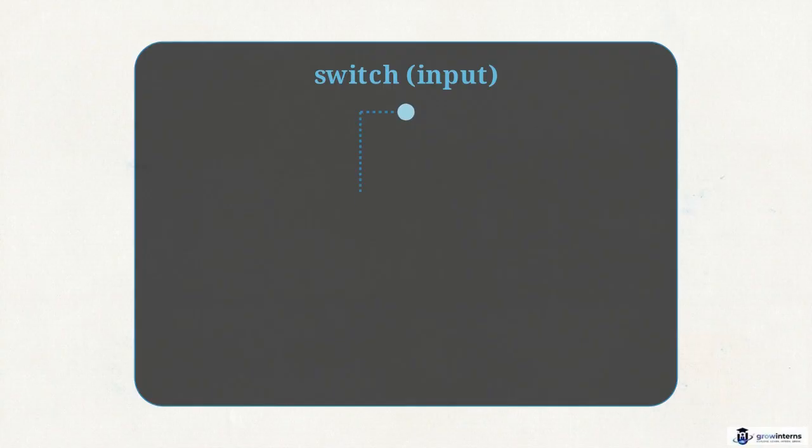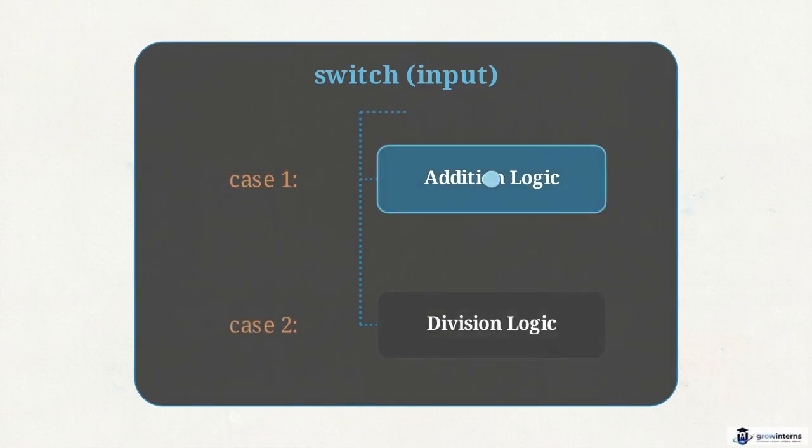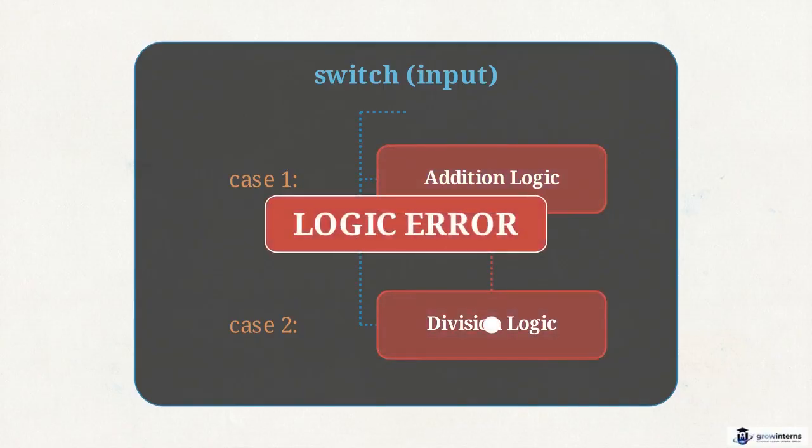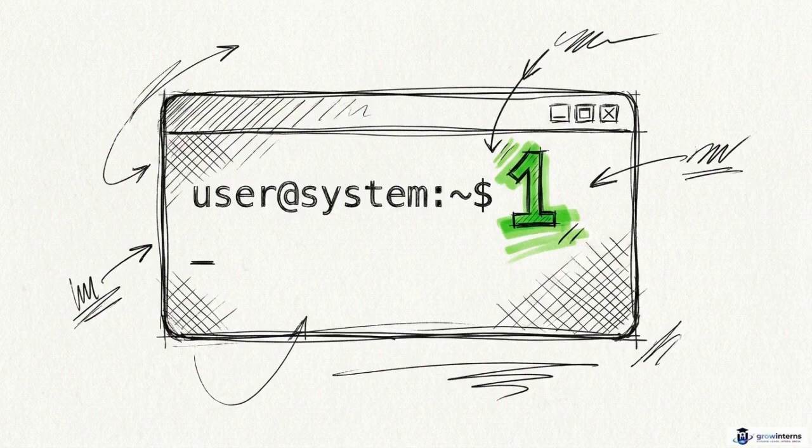Now that we have the user's input, we need to route it. The switch statement acts as a dispatcher, intercepting the input and directing it down a specific path. We configure these by typing case 1 for addition logic and case 2 for division. At the end of every case block, you must append a break command. If you omit that break, the program experiences fall through. It will execute the addition code, ignore the boundary, and erroneously run the division logic right along with it.